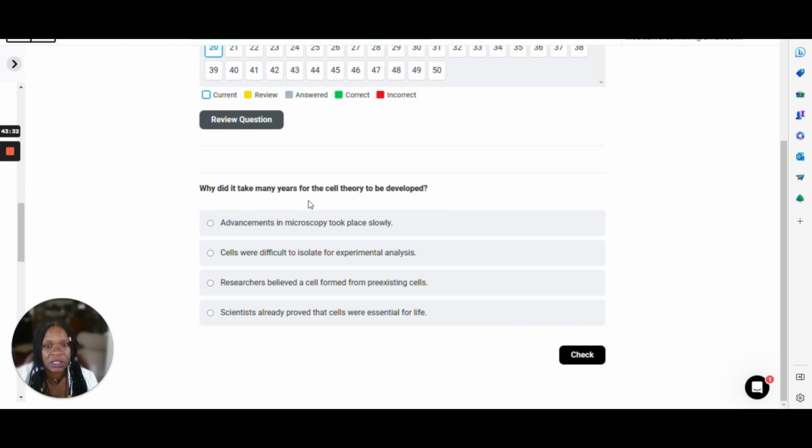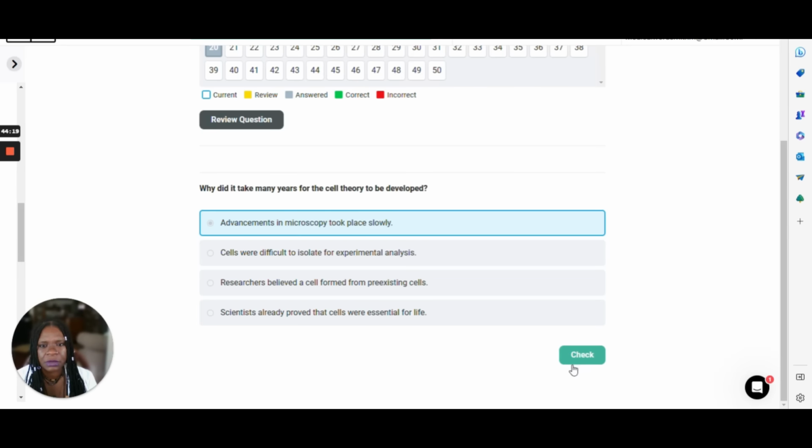Why did it take many years for the cell theory to be developed? Was it because advancements in microscopy took place slowly? Cells were difficult to isolate for experimental analysis. Researchers believed a cell formed from pre-existing cells, or scientists already proved that cells were essential for life. Well, that's true, but it doesn't address why it took so long. So we can eliminate that one. And right here, I can eliminate researchers believed that a cell formed from pre-existing cells, not so much. And cells were difficult to isolate for experimental analysis. But advancements in microscopy took place so slowly. So we're going to pick that as our answer. And let's check it and see what it says.